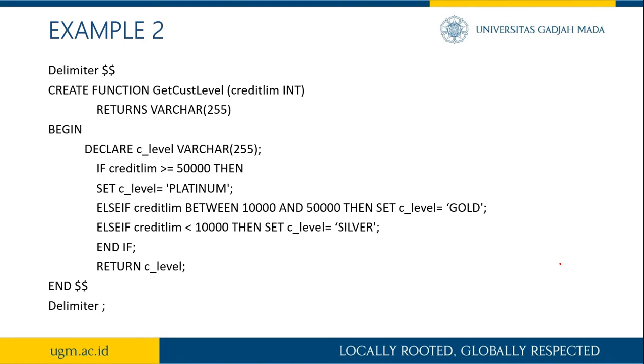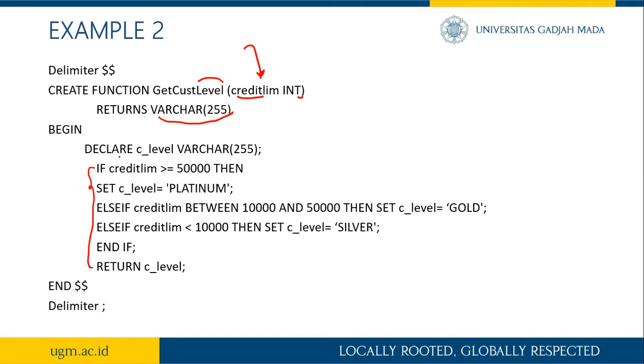With the parameter, namely credit limit, and the type is integer. Based on the credit limit, we are going to get the level of the customer. What level? We will declare it with the use of an if else statement. So I will create a function, namely get customer level, with the parameter credit limit of type int. It will return the level of the customer. The level of the customer will be platinum, gold, or silver.